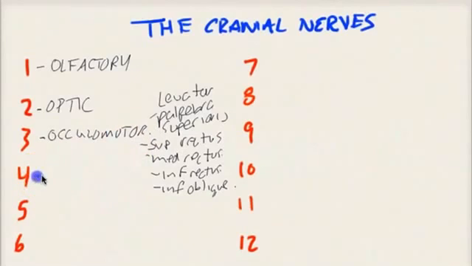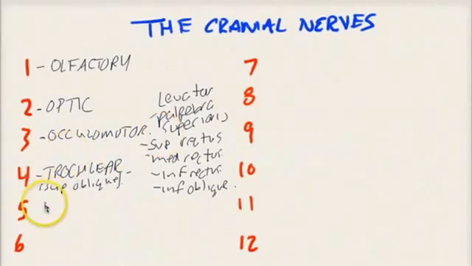The fourth is the trochlear nerve. The trochlear nerve is going to innervate the superior oblique muscle. Problems with cranial nerve 4 lead to a vertical diplopia. That's most noticeable when the affected eye looks towards the nose, or medially. We'll go through each one of these and give you more details.